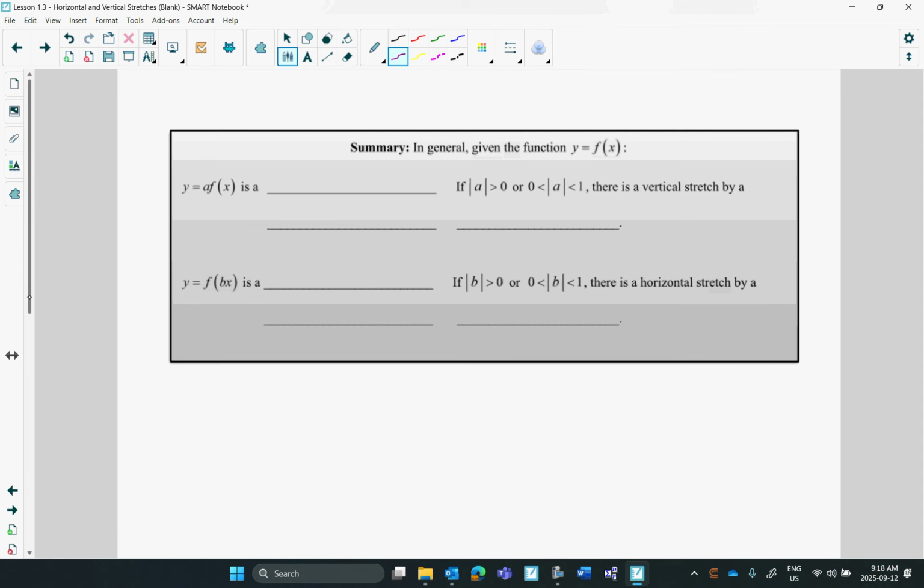This is the summary, like I did before. Did I miss something? I don't think so, did I? Sometimes this smartboard gets a little wonky on me. No, I didn't miss it. If there is a number in front being multiplied by the function, and we always refer to it by the letter a, that is a vertical stretch.